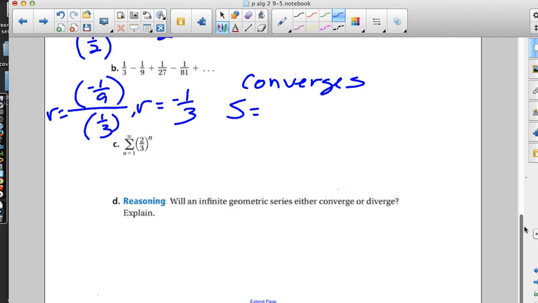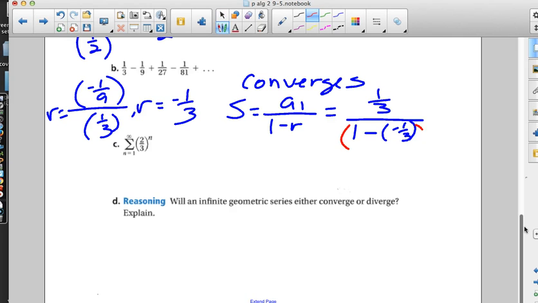So we grab our new little baby formula here. And all we need is the first term. Well, it's right up there, 1/3. And we're going to divide that by 1 minus whatever we got for r. Well, that was -1/3. And again, if you don't like working with fractions, throw an extra pair of parentheses on the numerator and the denominator and let your calculator give you the whole thing.